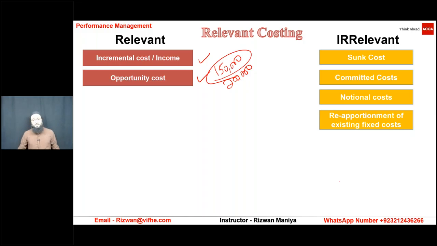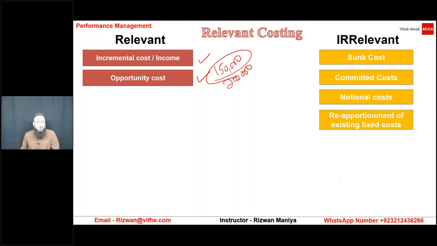Remember, my friends, whenever you are deciding whether a certain cost is relevant for the decision or not, keep a simple rule in mind. It will be relevant if it is incremental or if it is opportunity. If it is incremental, it's a relevant cost. If it is opportunity, it's a relevant cost. Opportunity cost is the cost of the second best alternative foregone. What you have foregone, what you have sacrificed, will be your relevant cost. I hope this is clear.